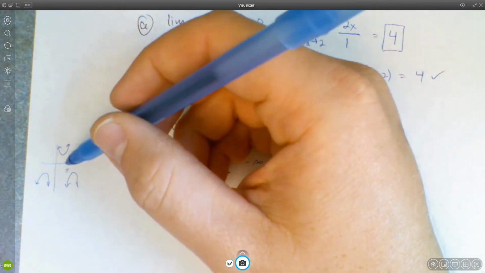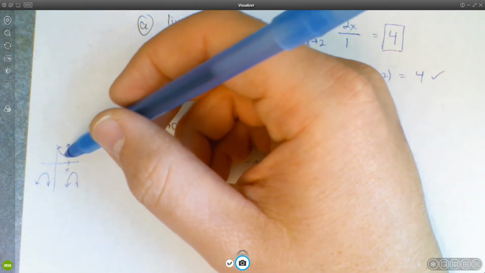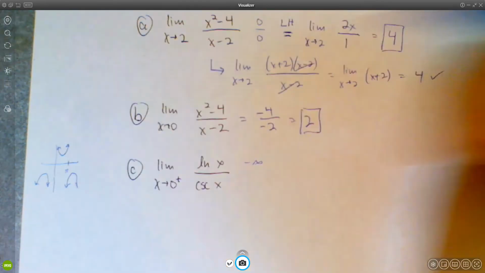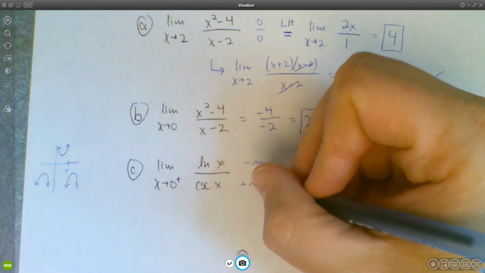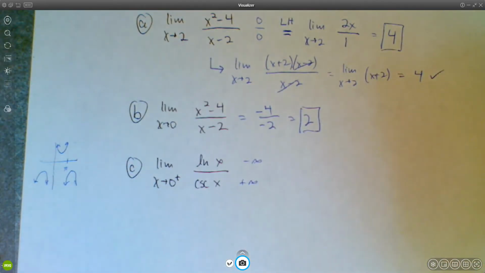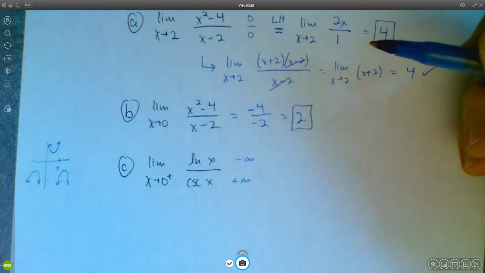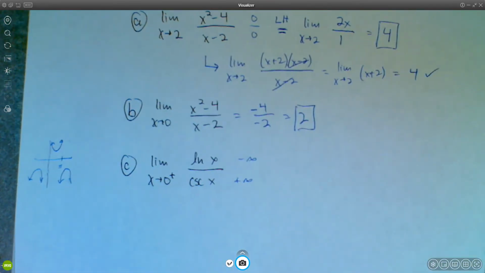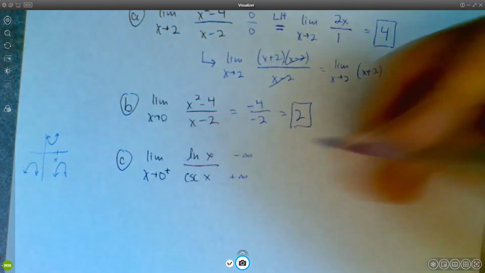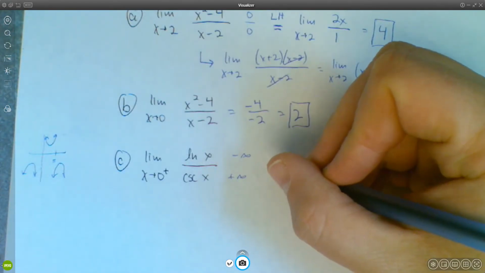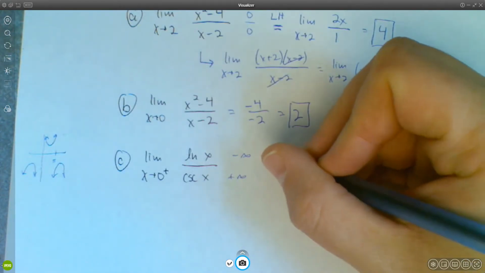So as you approach 0 from the right, cosecant x is going to be going to positive infinity. Okay? So we have a negative infinity over positive infinity case. This is indeterminate. It's an indeterminate of the type infinity over infinity, which means that L'Hopital's rule applies. So I'm going to apply L'Hopital's rule.